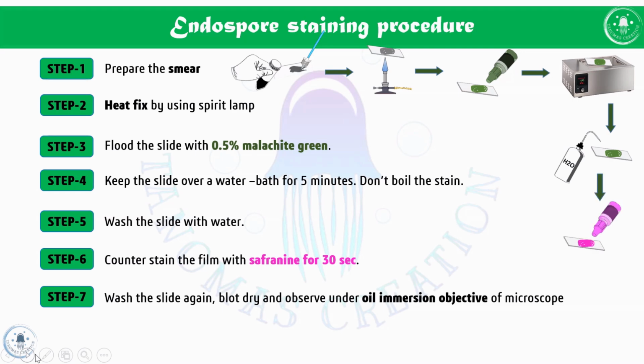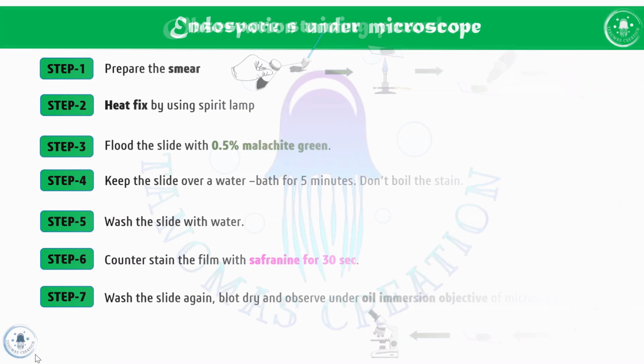Then put safranin over it for 30 seconds. Then again wash it with water. Then blot it dry and observe under the microscope. Okay. So this is the pictorial graph of this whole staining procedure. It's not difficult. It's quite simple. So you just have to do every step cautiously.